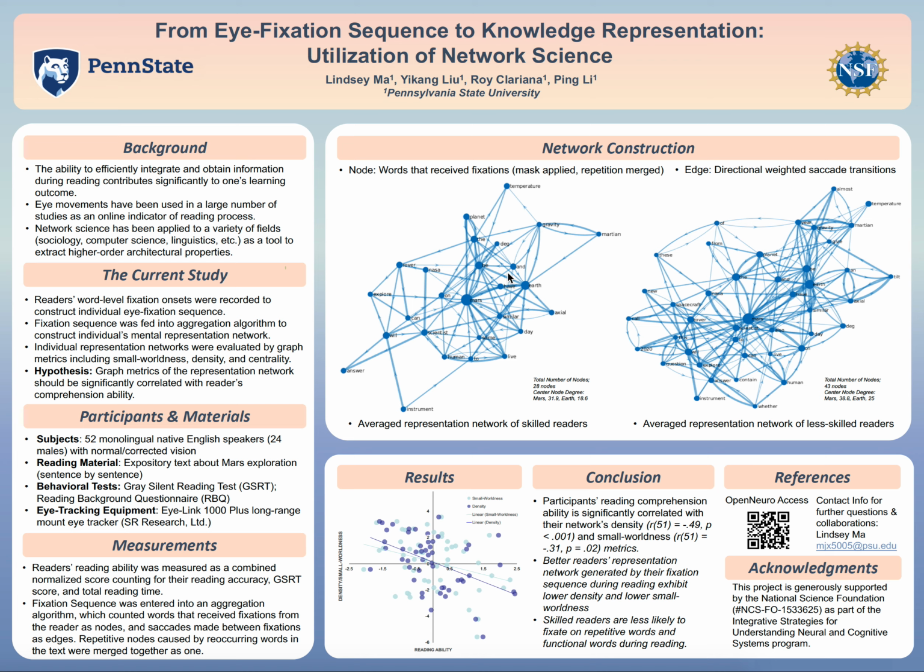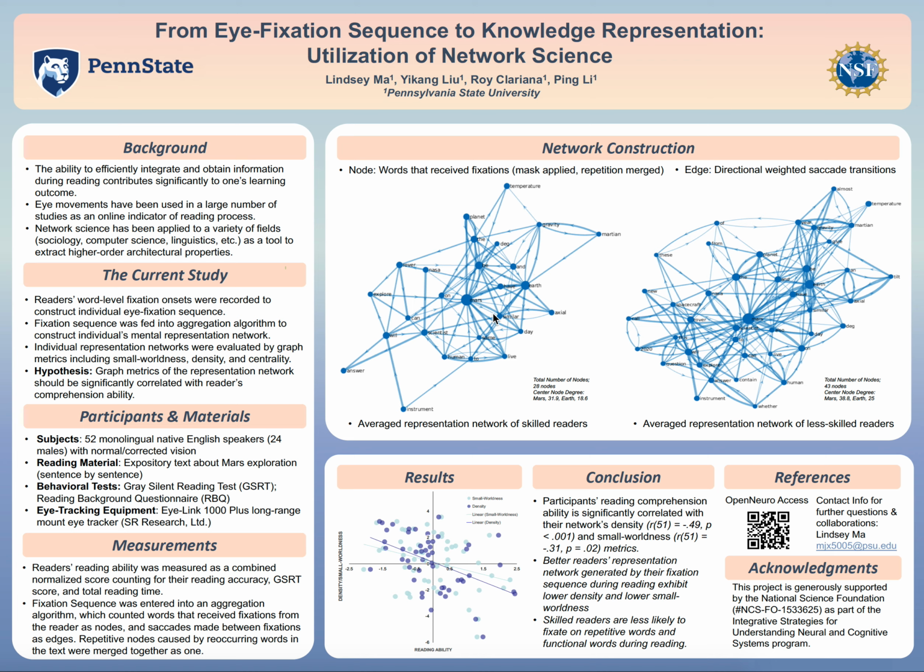So for the left one, it's the average representation network of our most skilled readers, which was our top 10 readers who read in a faster manner as well as more accurately. And on the right is the average representation network of our less skilled readers. And every single node here represents a word that they've visited, and every edge represents a saccade.